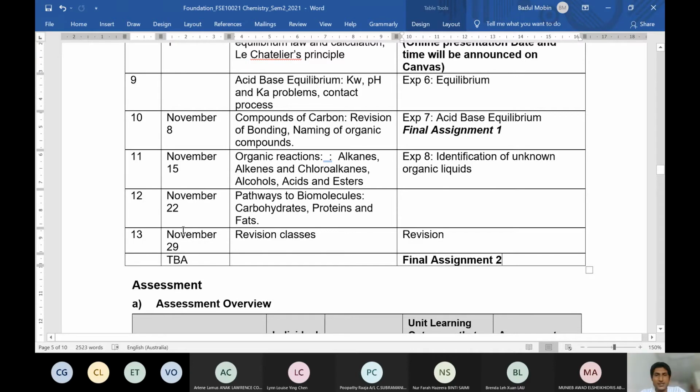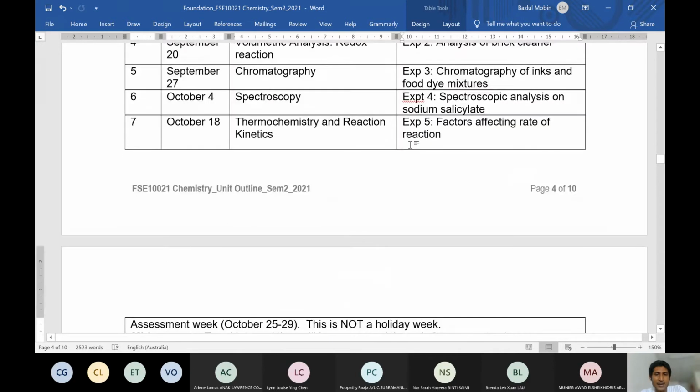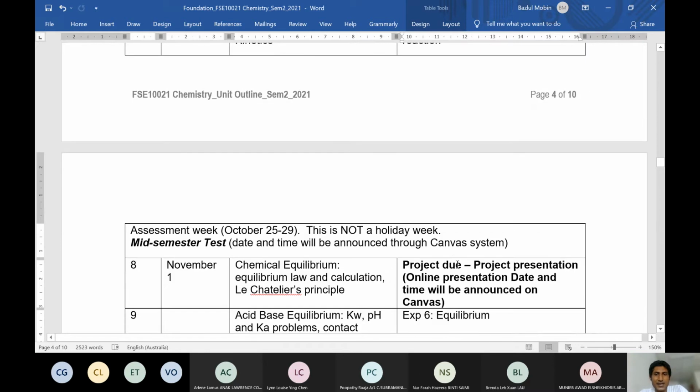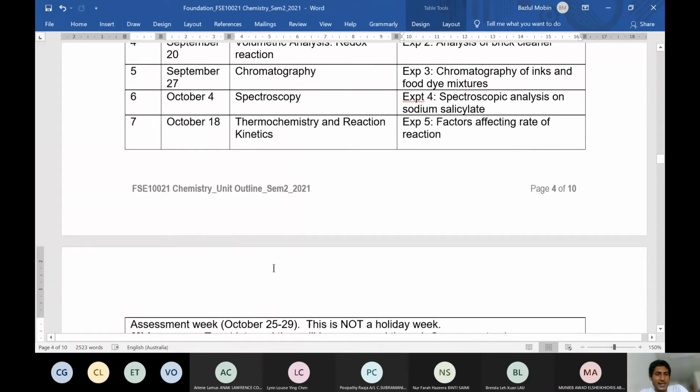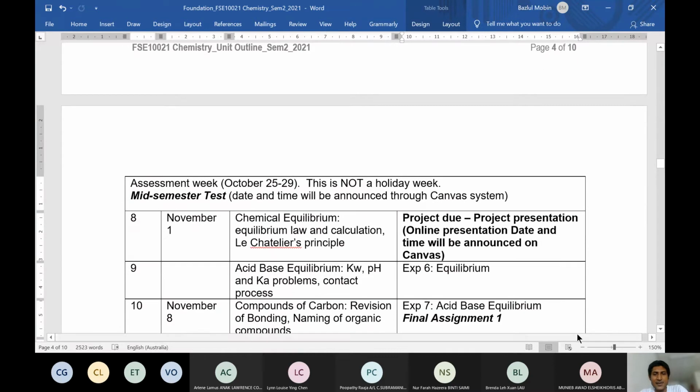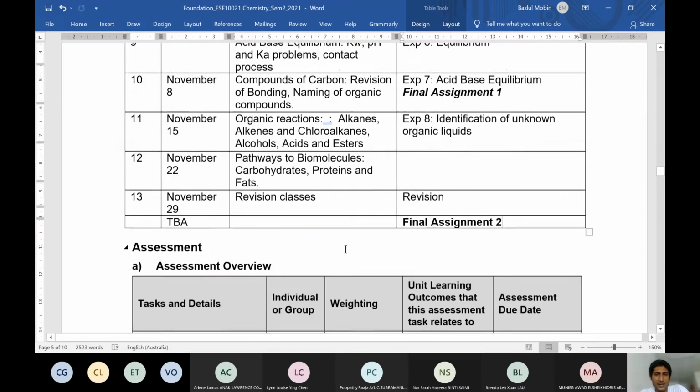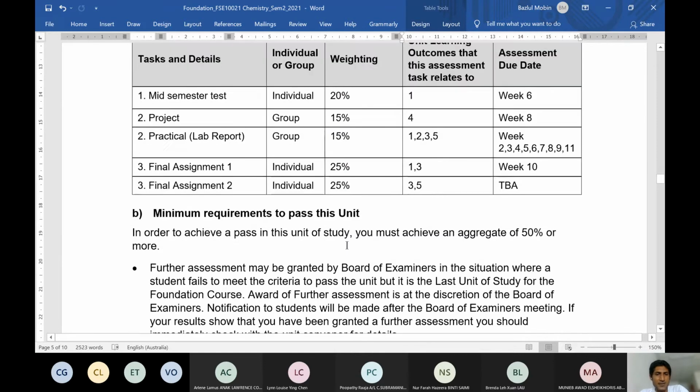So it is always the wise thing to do as well as possible for the mid-semester test and final assessment 1, because those are relatively easy. Not that much content is covered there.